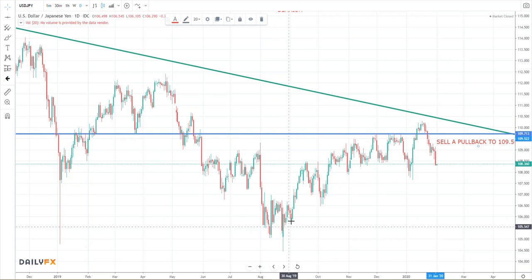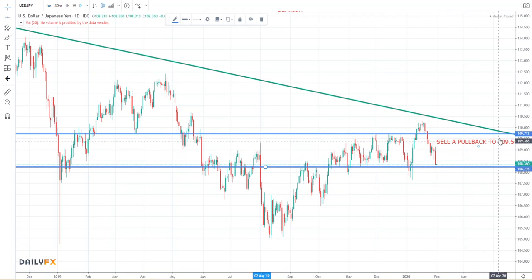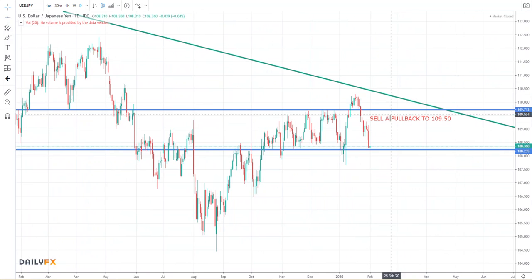It took months and months as price approached that to make any kind of gains. It's quickly erasing. So I'd like to get a little better of a price, if possible. Looks like price is sitting on some minor support here. So we may see early in the week a pullback here, but that's fine because I really want to sell that pullback to 109.50.